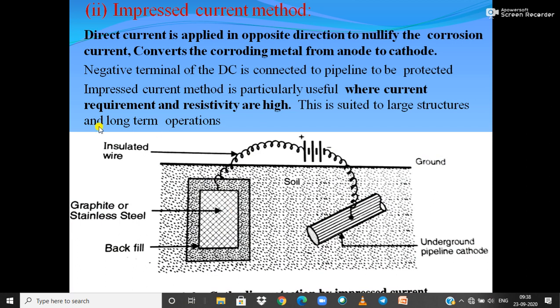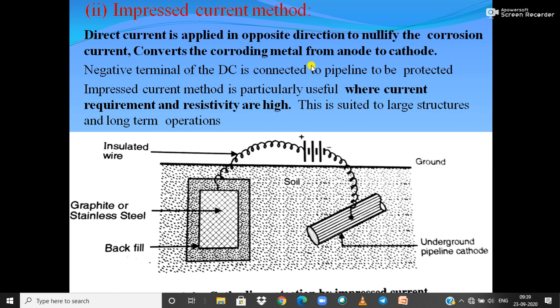Now, in cathodic protection, the second type is the impressed current method. Corrosion occurs in metal depending on the environment to which it is exposed. The corrosion current always flows from anode to cathode, that we know. In the impressed current method of cathodic protection, an external current is applied in the opposite direction to the metal to nullify the corrosion current.